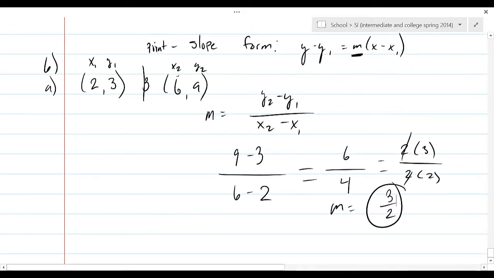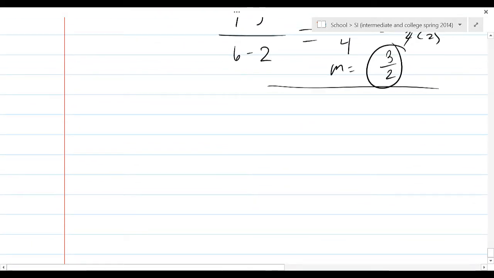Well, with that slope, we can now use this formula, because we need a point, a single point. So we're not going to use both of them. We're going to choose one. And a slope. Let me write this formula down here. y minus y1 equals m times x minus x1. What we need to understand is what is being plugged in for here.